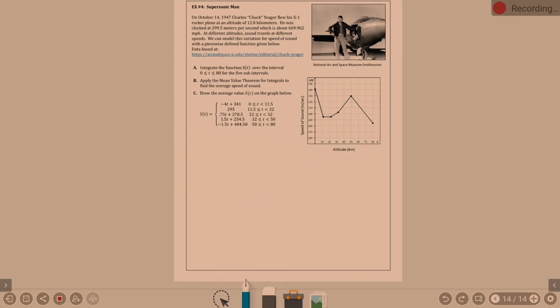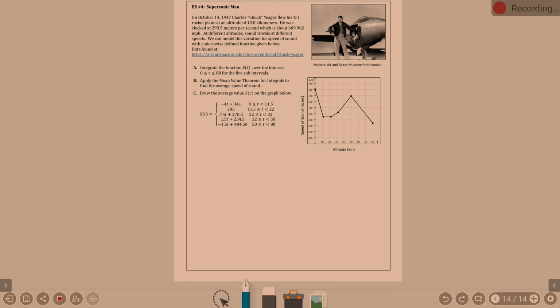Okay, Supersonic Man. On October 14th, 1947, Chuck Yeager flew his X-1 rocket plane at an altitude of 12.8 kilometers. He was clocked at 299.5 meters per second, which is about 669.962 miles per hour. At different altitudes, sound travels at different speeds. We can model this variation for speed of sound with a piecewise defined function given below. Data found at this website, if that even still exists.